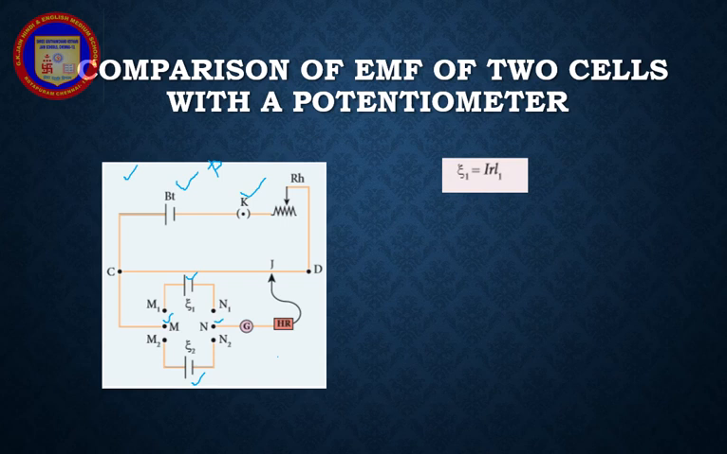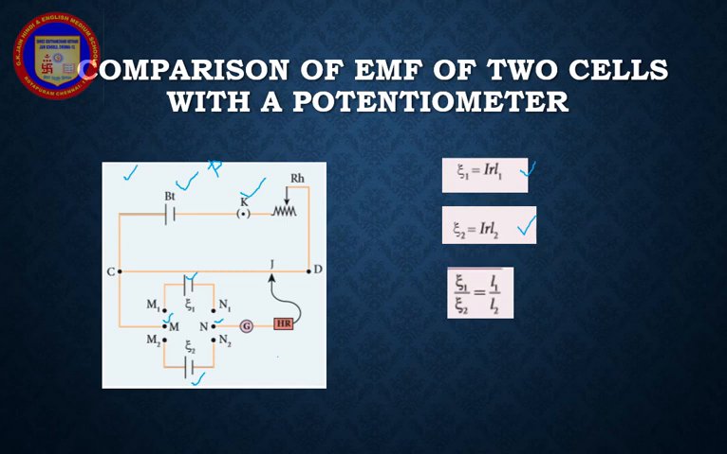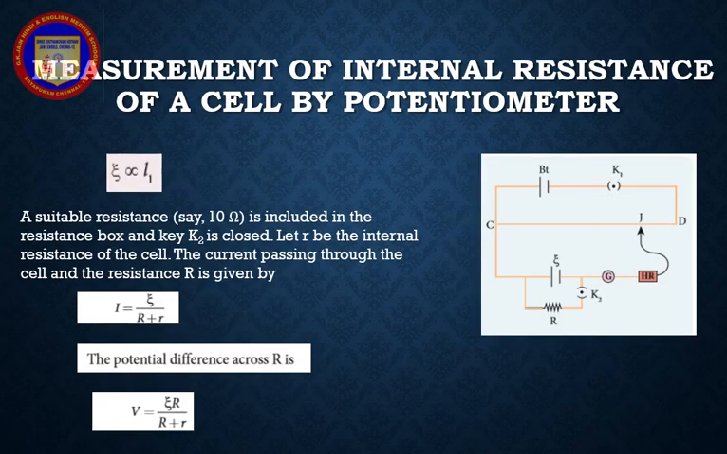Let R be the resistance per unit length of the potentiometer wire and I be the current flowing through the wire. We have ξ1 is equal to IRL1 and ξ2 is equal to IRL2. By dividing them, we get ξ1 by ξ2 is equal to L1 by L2. By including a rheostat in the primary circuit, the experiment can be repeated several times by changing the current flowing through it.